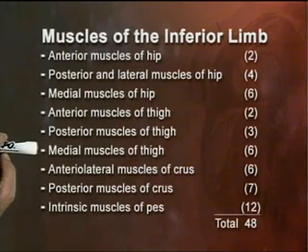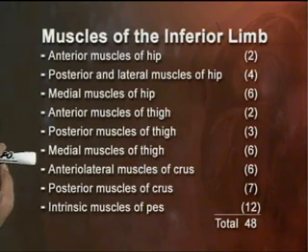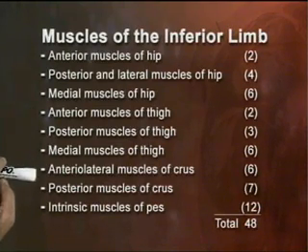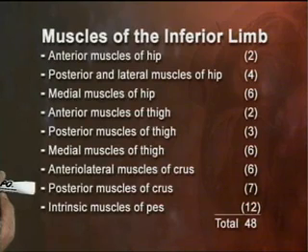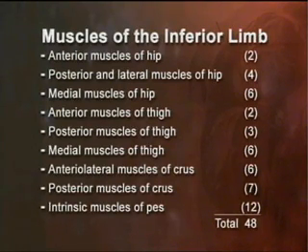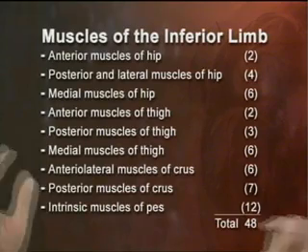Down within the part of the limb that we call the leg, there are anterolateral muscles of the crus, 6 different individual muscles. Posterior muscles of the crus, there are 7. And then there are 12 intrinsic muscles within the foot, for a total of 48. Again, those numbers are not important to remember. I just wanted you to see what those numbers were.